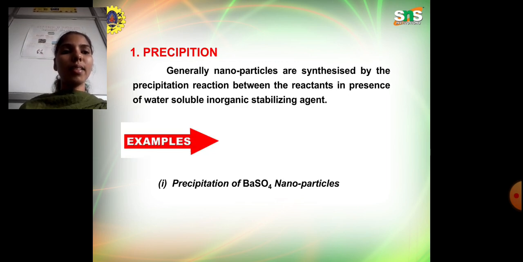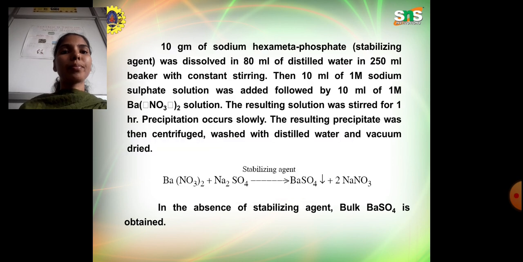The first one is precipitation. Generally, nanoparticles are synthesized by the precipitation reaction between the reactants in the presence of a water-soluble inorganic stabilizing agent. Example, precipitation of barium sulfate nanoparticles.